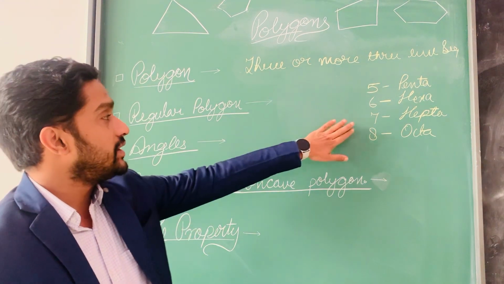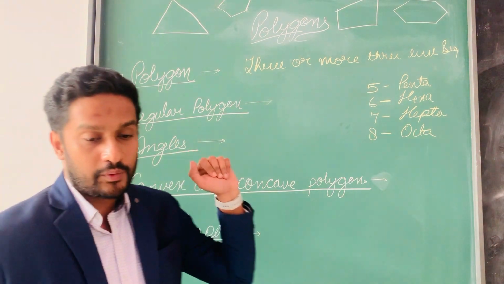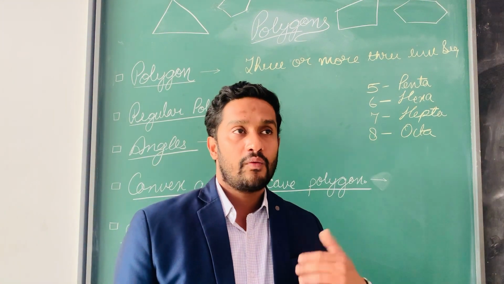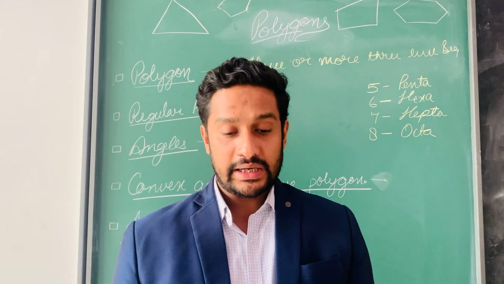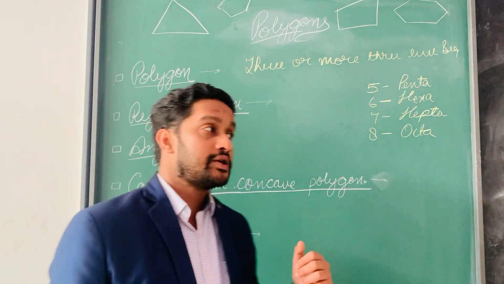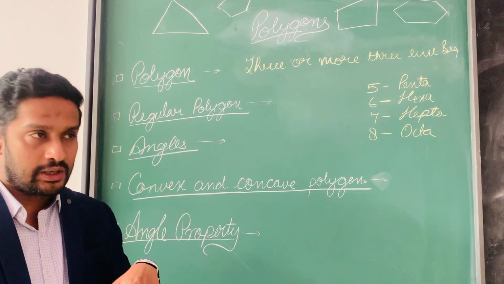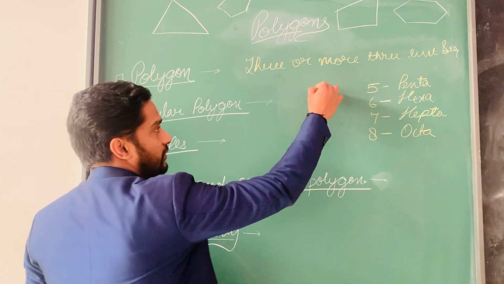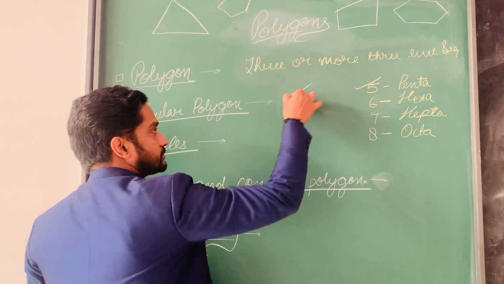Okay. So after this, coming to the regular polygon. What is a regular polygon? In a polygon, when all the sides are equal and its angles are also equal in magnitude, it is known as a regular polygon. One example I am taking here. Suppose I am drawing a pentagon.